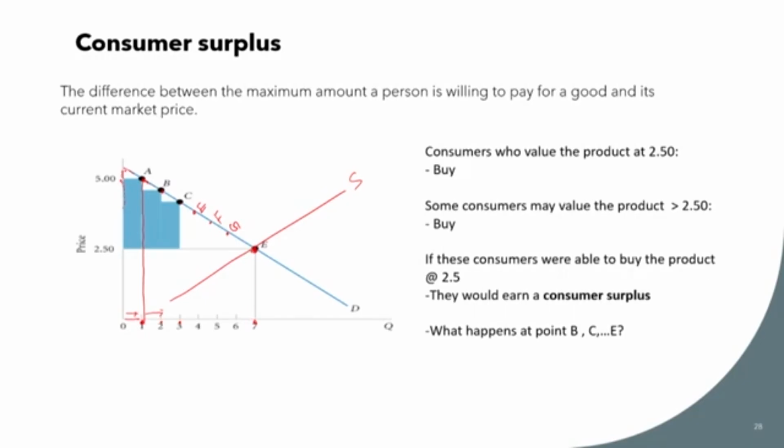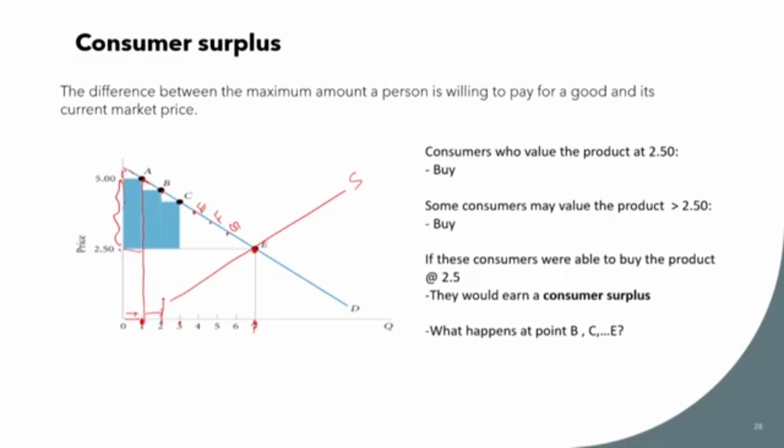But because of the market equilibrium, the price is now 2.5, so they now demand 7 units. That means those who are buying this 1 unit are willing to pay 5, but they actually need to pay only 2.5. So the remaining 2.5, they save.